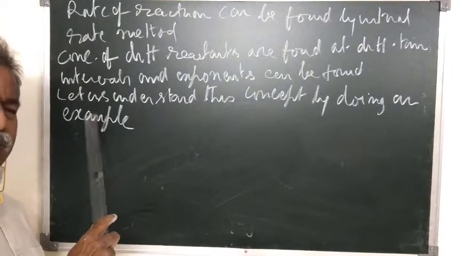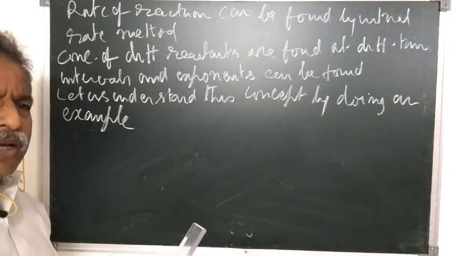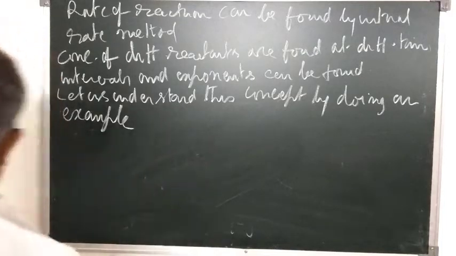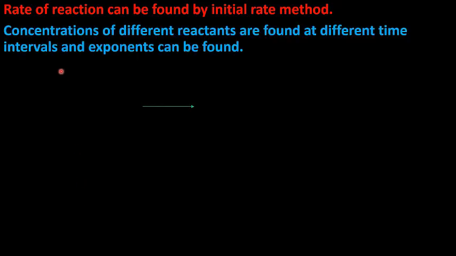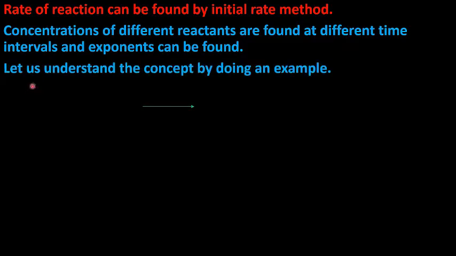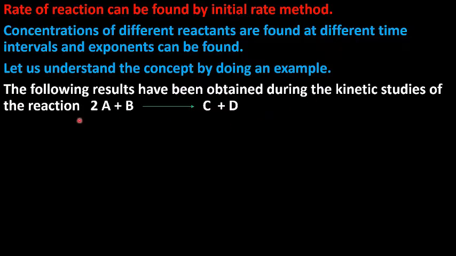Now let us try to understand this concept by taking an example. Rate law of the reaction can be found by the initial rate method. Concentrations of different reactants are found at different time intervals and exponents can be found. Let us understand the concept by doing an example.